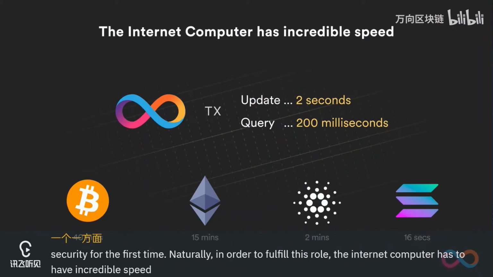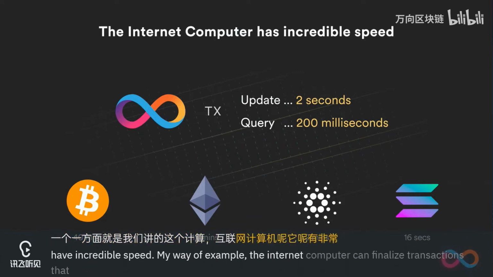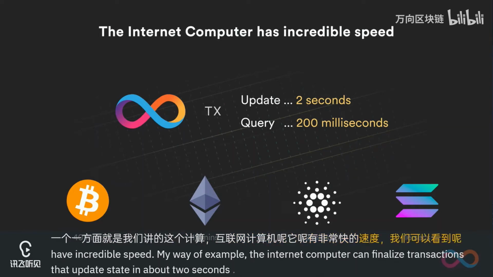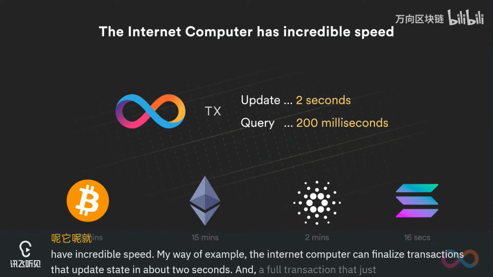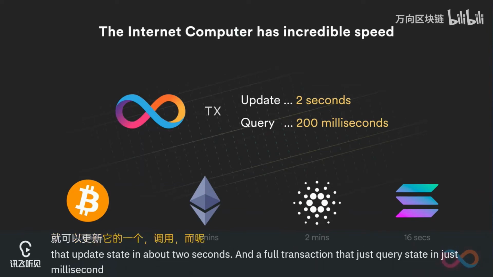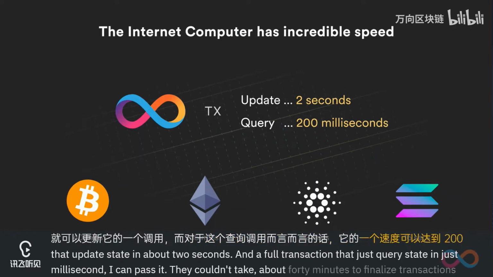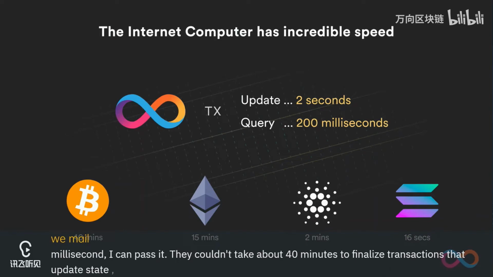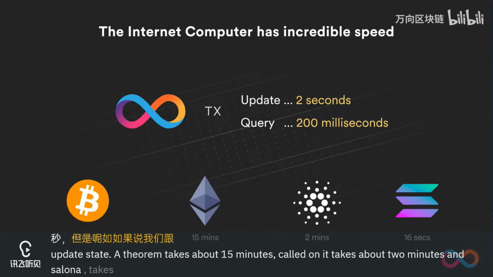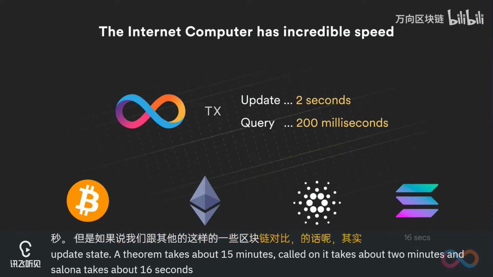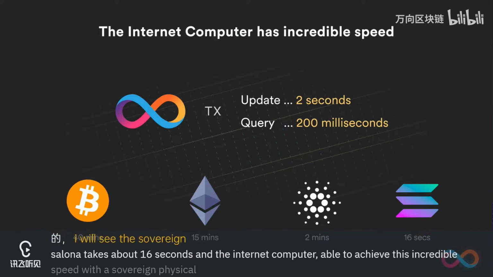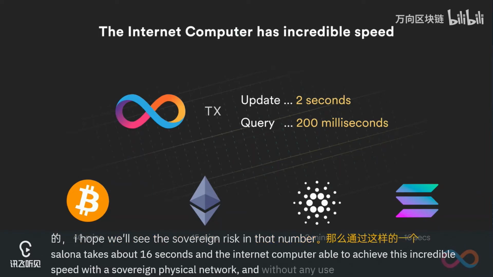By way of example, the internet computer can finalize transactions that update state in about 2 seconds and perform transactions that just query state in just milliseconds. By comparison, Bitcoin takes about 40 minutes to finalize transactions that update state. Ethereum takes about 15 minutes, Cardano takes about 2 minutes, and Solana takes about 16 seconds. And the internet computer is able to achieve this incredible speed with a sovereign physical network and without any use of cloud computing infrastructure.